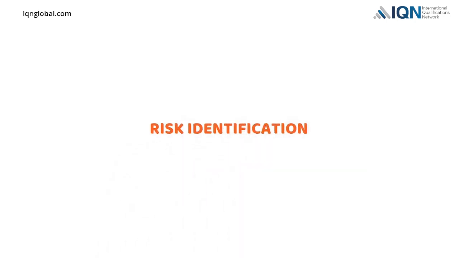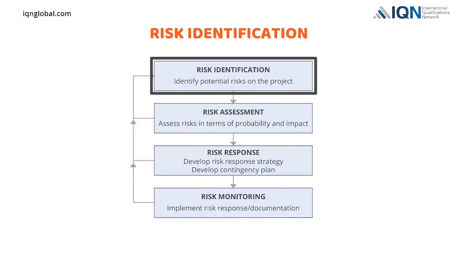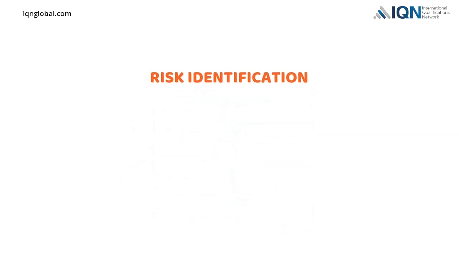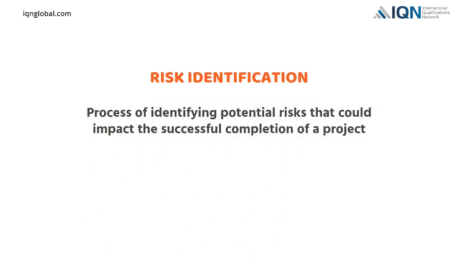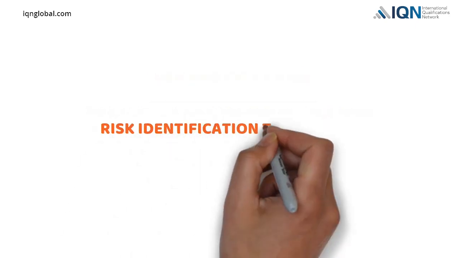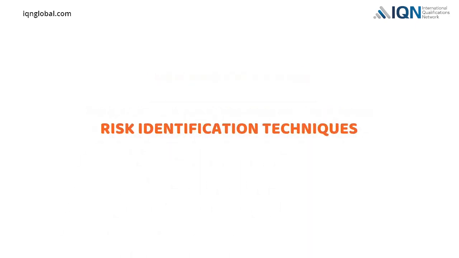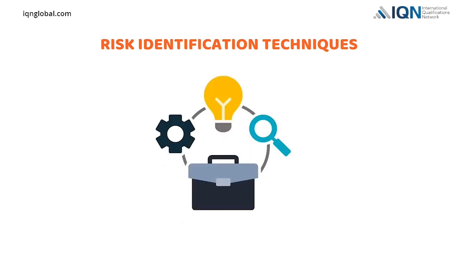Risk identification. Risk identification is the first step in the risk management process. Risk identification is the process of identifying potential risks that could impact the successful completion of a project. Risk identification techniques. There are different techniques that can be used to identify project risks.